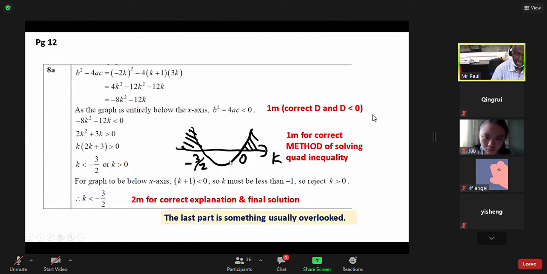Okay, question 8. It says it lies entirely below, so the graph is not like this. The graph itself will be like that. You know your x-axis here, I can't draw, sorry. Let's say this is your x-axis. You have a sad face hanging below your x-axis, right? So your b squared minus 4ac. Very sad to say.